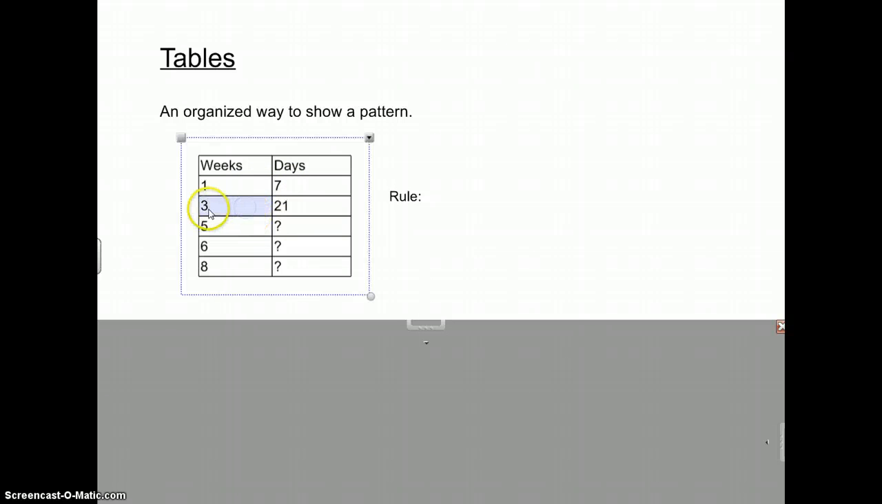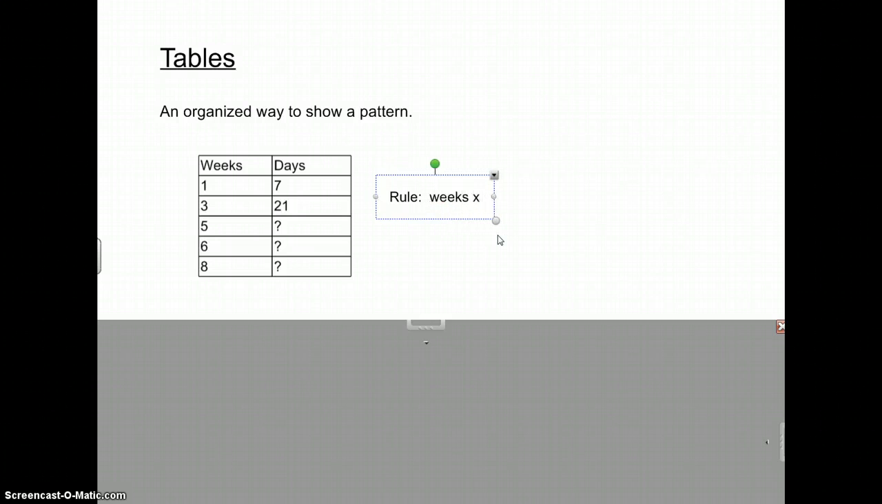So let's go down here. Is 3 plus 6 21? Nope. So 3 times 7, is that 21? Yes, it is. So my rule is we are going to take the weeks and multiply it by 7. Okay, and that is going to equal our days.